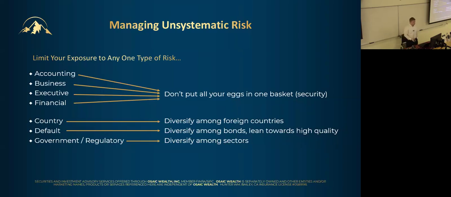For country risk, don't just buy a Japan fund, buy a diversified international fund, diversified developed markets, emerging markets. For default risk, the risk that somebody does not pay a debt back, diversify among bonds. Don't just hold a single low credit rated bond. Lean towards high credit quality, or use bond funds, again, that do this for you.